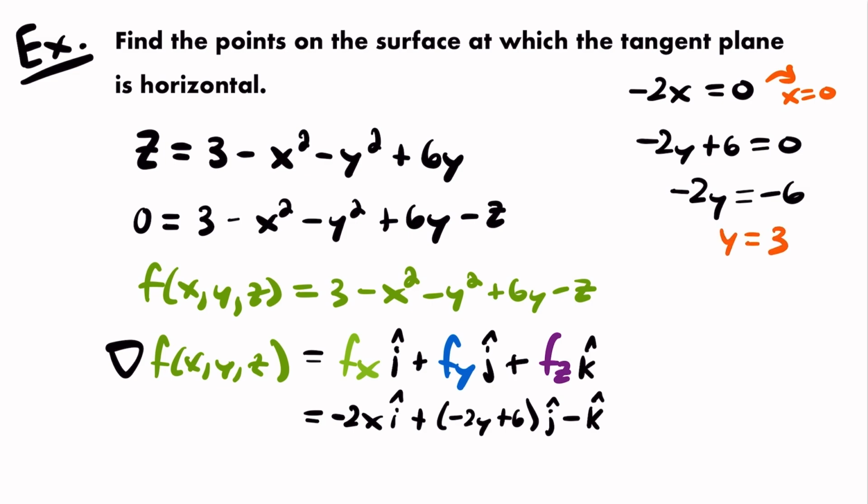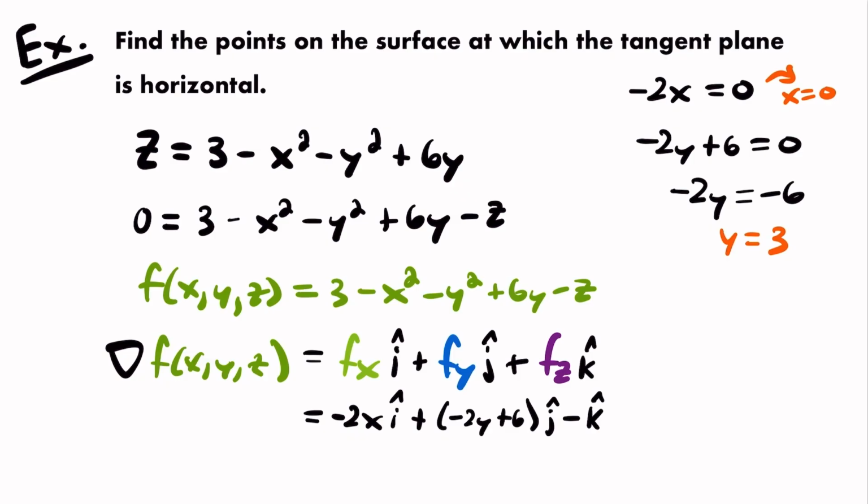Okay, so that's going to correspond to just one point. That's it. There's not going to be more than one point on this surface that has a horizontal tangent plane. The only time it's going to happen is for this x-coordinate and this y-coordinate at the same time. Because when x is 0 and y is 3, the x and y components of the normal vector are 0.